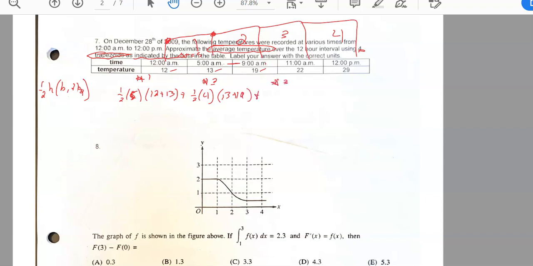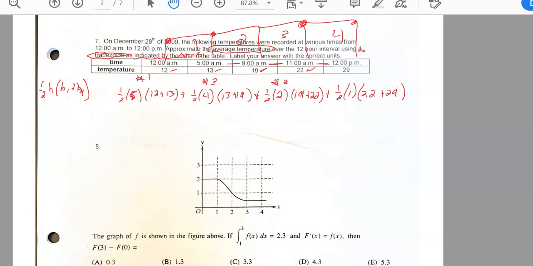For trapezoid number 3, 1/2 times our heights. Now we're going 9 to 11, so that's 2. The bases would be this 19 again with the 22. 1/2. Change in time is going to be a 1, so that's our height for the 4th trapezoid. And then the bases for this, we'd be hitting the curve here at 22 and 29.